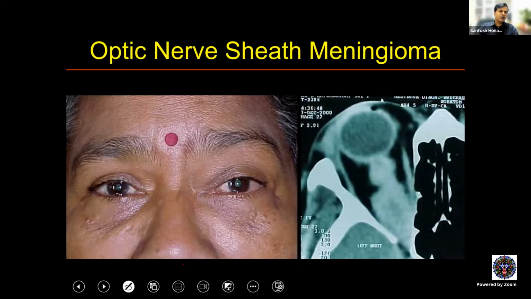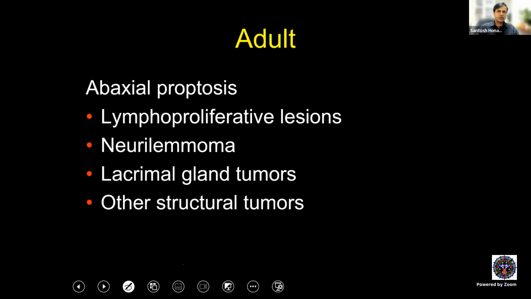All of them may not follow the Calcutta sign or the tram track sign. They may have different variations. Calcification is the one which leads to that sign, but this patient did not have any at all, no calcification. So this was optic nerve sheath meningioma.